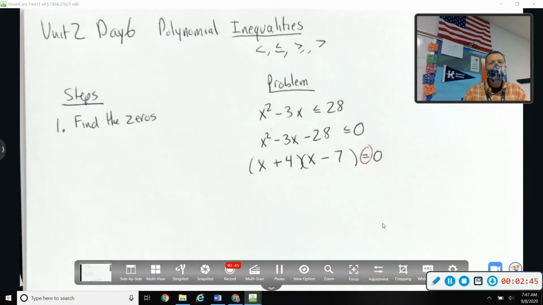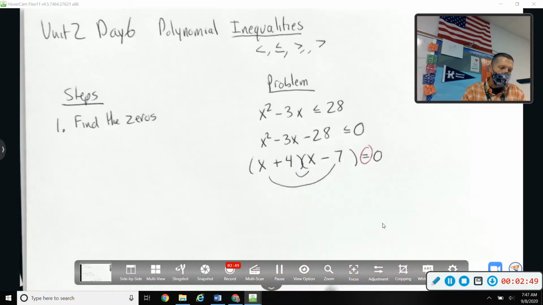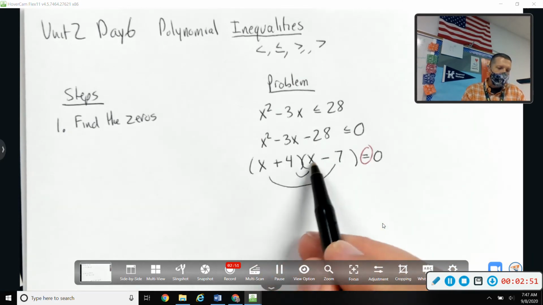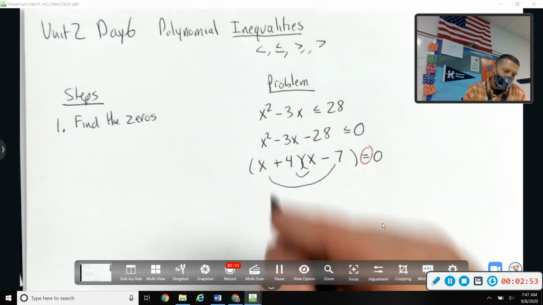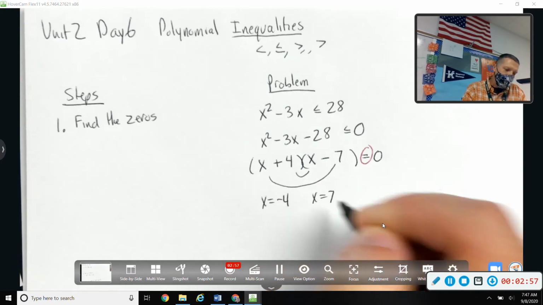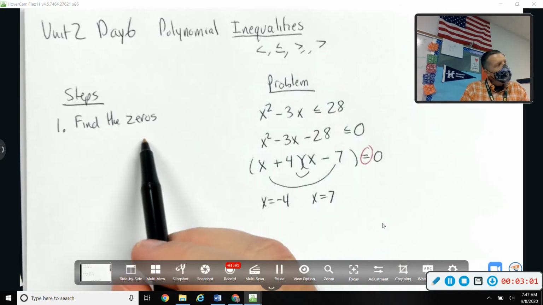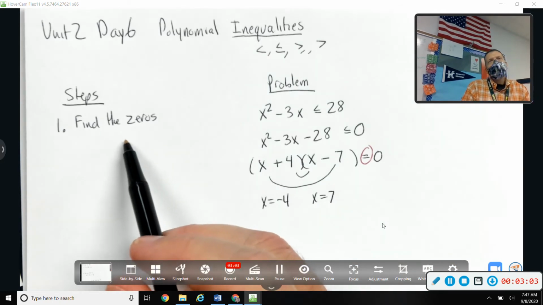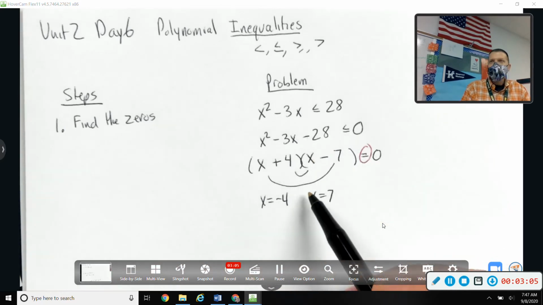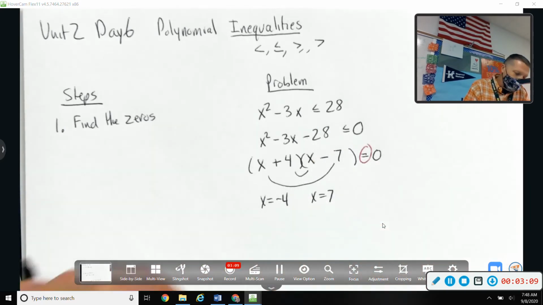All right, the double smiley face checks the middle term. Negative 7x plus 4x, negative 3x. So x equals negative 4, x equals 7. So find the zeros, step 1, but step 1 might be several lines long. It's not like just one thing. It takes a little bit of work to find the zeros.